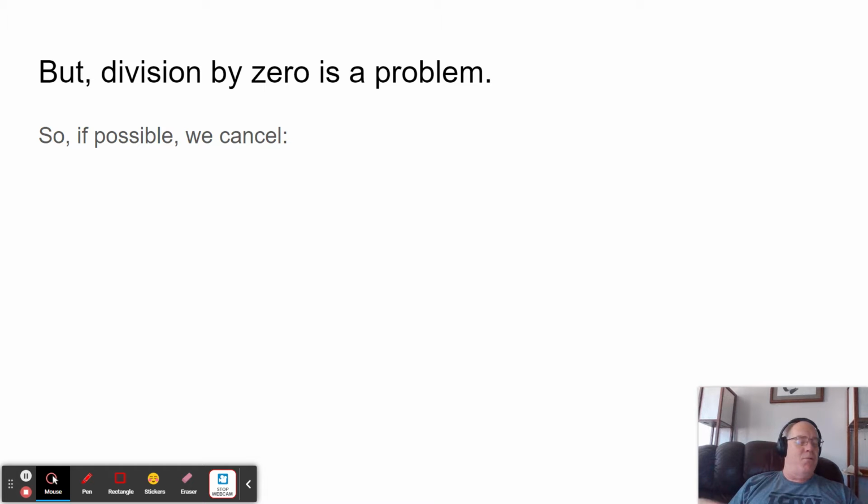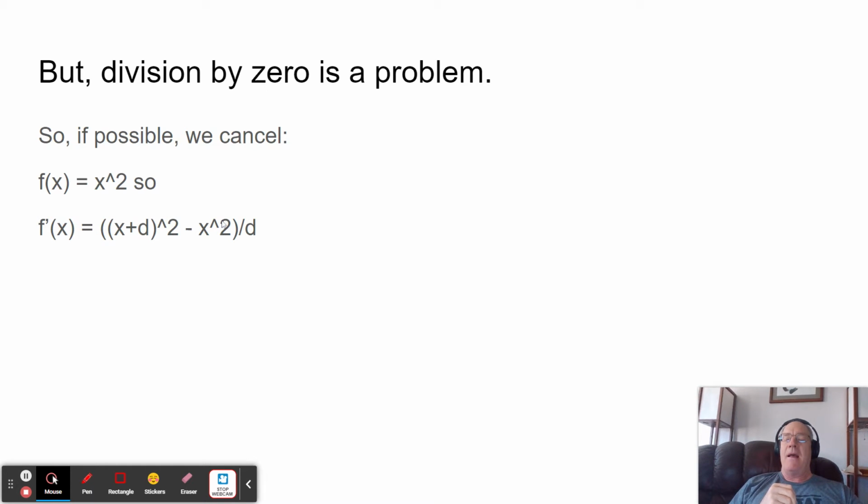So to deal with that, what we try to do is avoid having to put that d in the denominator at all by cancellation. And so consider the function f of x equals x squared. Let's compute the derivative of this. The derivative of this is defined as f of x plus d, that's x plus d squared, minus f of x, in this case x squared, divided by d. So there's our formula. This has defined the derivative as d approaches zero, which of course is a huge problem with d in the denominator.